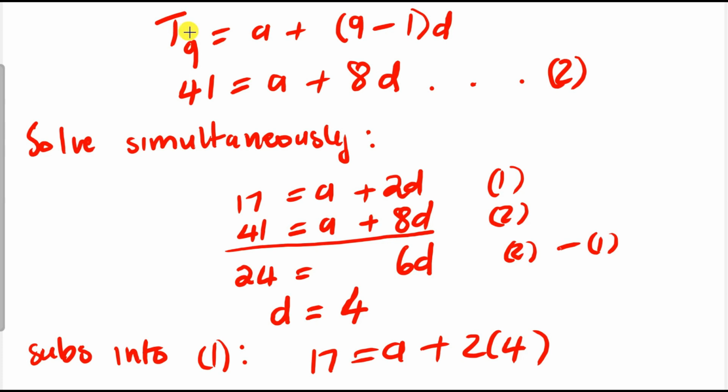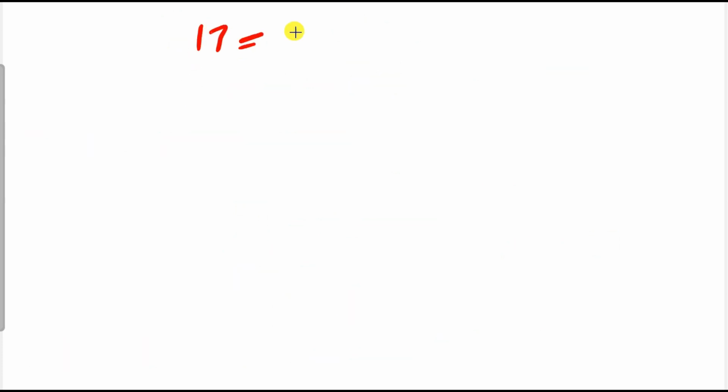We have 17 equals A plus 8. What does it mean? This means A equals 9. Right? So we solved the question.